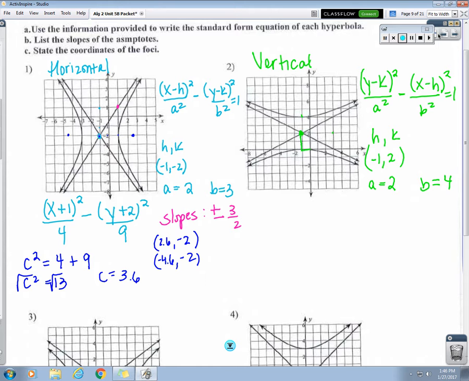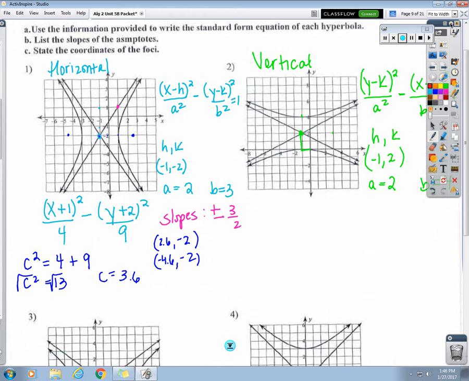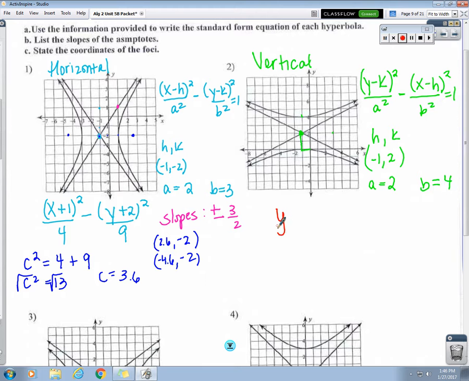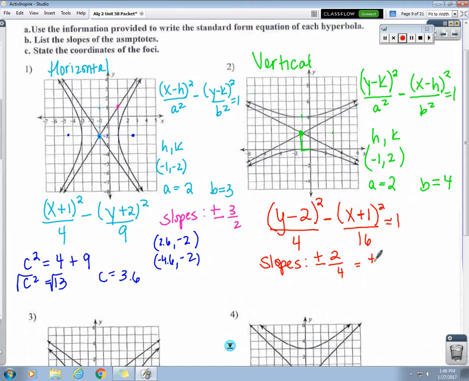Okay, so now we can plug in the equation. So y minus k squared minus x minus negative 1, so plus 1 squared equals 1, and then over 4 and over 16. Now for the slopes, you know it's going to be plus or minus because you have a positive line and a negative line. Is it 2 over 4 or 4 over 2? 2 over 4, and more than likely on your test, they're going to have that reduced to 1/2.